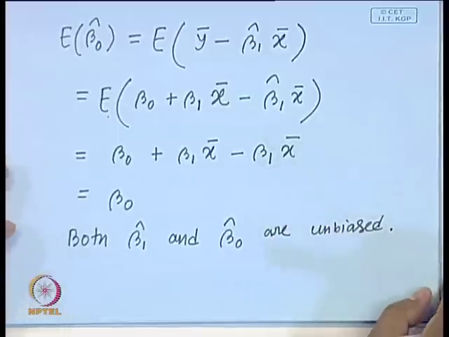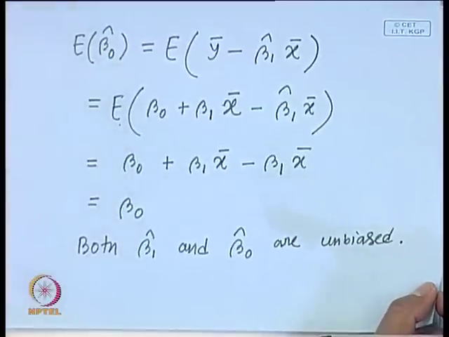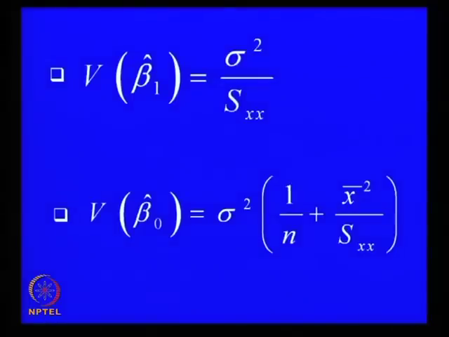Okay. Next, we will talk about the variance of beta 1 hat and beta naught hat. The variance of beta 1 hat is equal to sigma square by S_xx, and the variance of beta naught hat is equal to sigma square into (1 by n plus x bar square by S_xx). Anyway, we need to know how to derive these things.